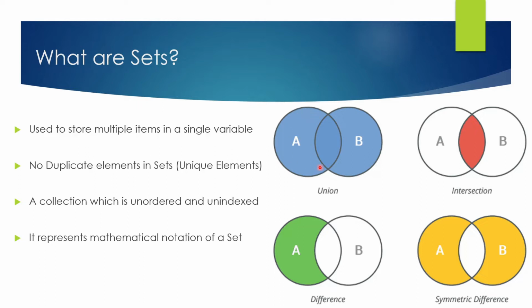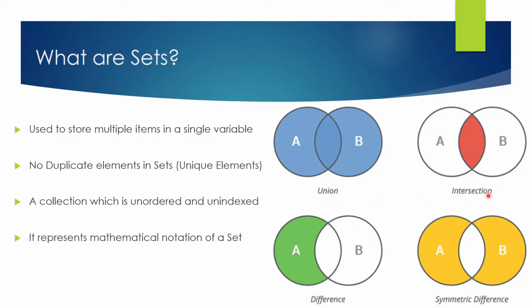Let us consider one circle as set A and another circle as set B. In union, whatever values are there in set A will be added to all the values that are present in set B. So if A has 1 2 3 4 and set B has 5 6 7 8, then the whole will be 1 2 3 4 5 6 7 8. This is called union.